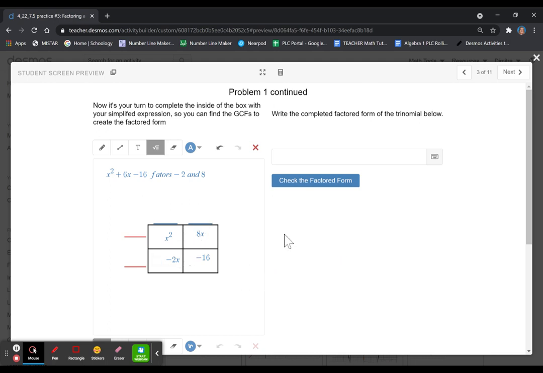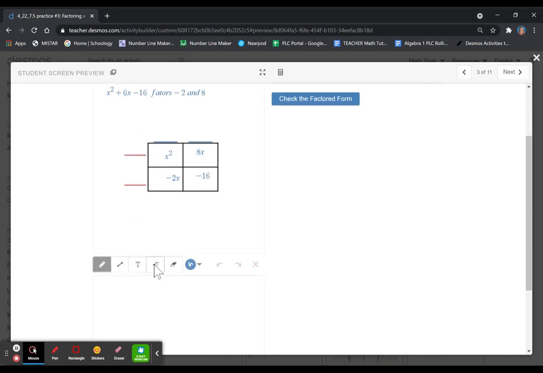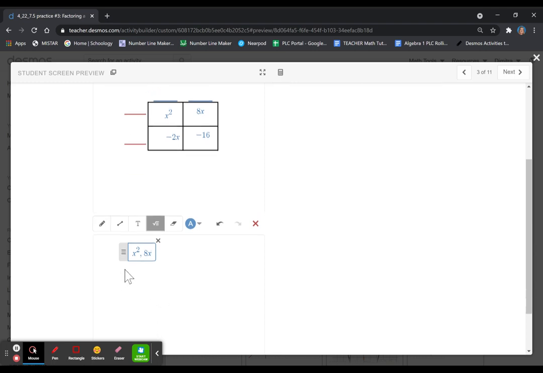Okay, so now x squared and 8x. Now we're going to undo this multiplication. So we're going to get the two factors. We're going to have a binomial here on the top in the blue and a binomial here on the left. So let's factor each row first. Let's factor x squared and 8x first.